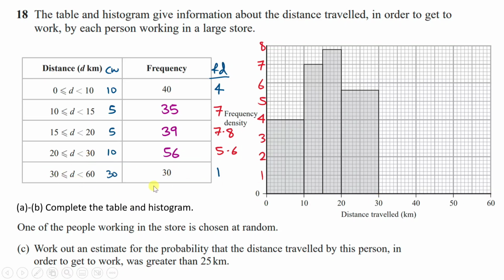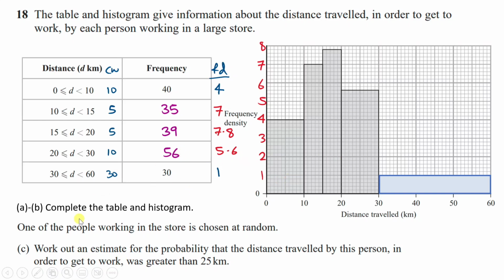So that's what we need to do. Well, we know that it has a frequency density of 1, so the height must be 1, and it has a width all the way across. So it'll just be like a straight bar, 1 all the way across. So kind of like this, all the way across. And that's it. That's pretty much our histogram done.